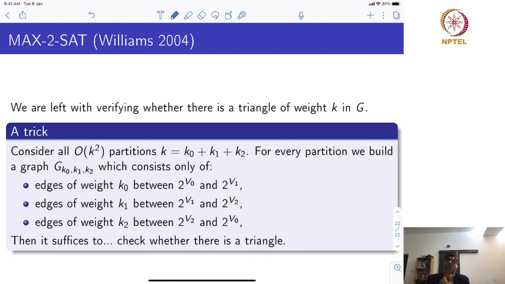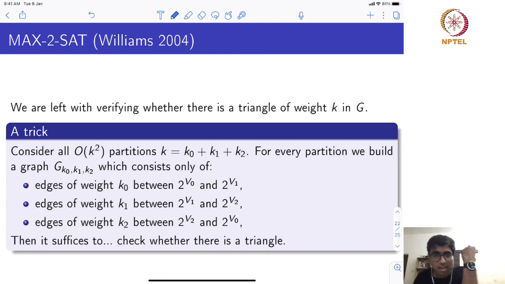Any triangle must contain a vertex from V0, V1 and V2, right? And then it must contain an edge of weight K0, an edge of weight K1, and an edge of weight K2. So if you sum them up, this is going to be equal to K. So now what is our algorithm?